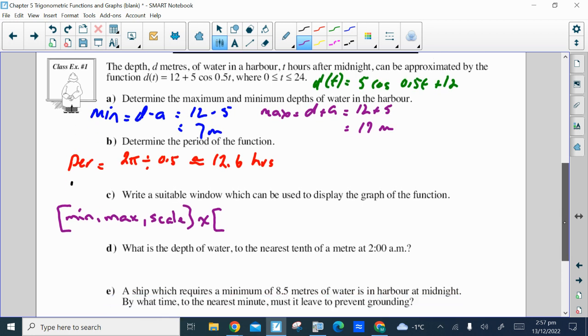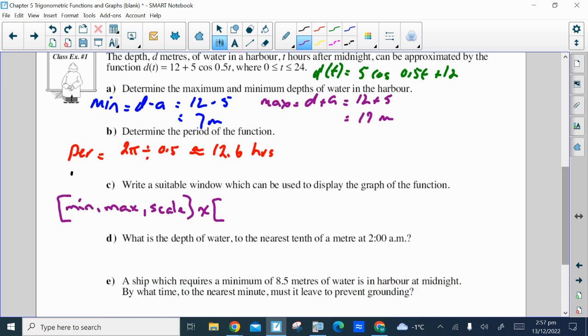So in this case, for our x values, so we always do our x first, that's what the period tells us. Our period is 12.6 hours. So maybe I go from -1 up to 13 hours. That will show one complete cycle of the graph, right? That is actually a distance of 14 hours. Our period is only 12.6 hours. So that'll work.